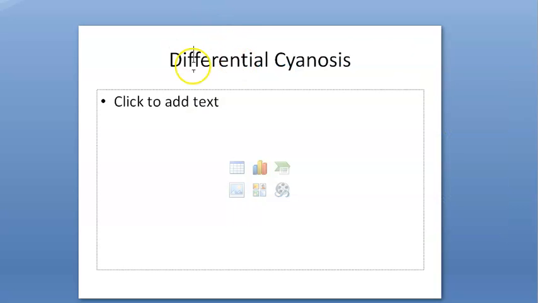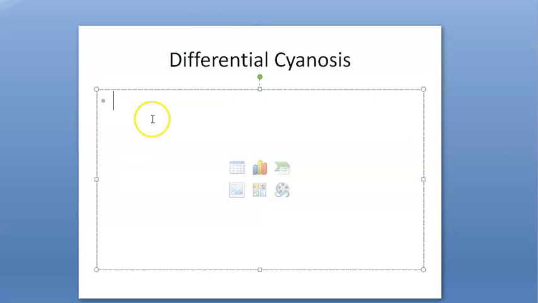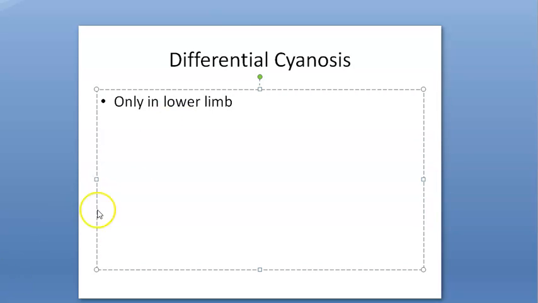Now, there was just one more term, differential cyanosis. So what do you mean by differential cyanosis? Differential means cyanosis only in the lower limb, or only in the upper limb.